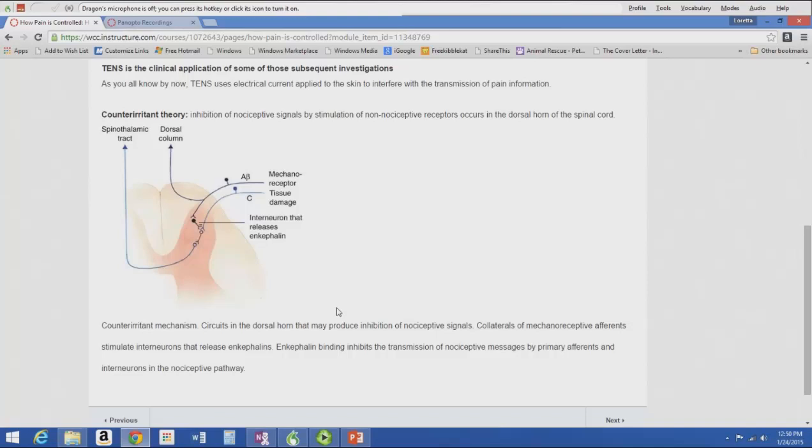So the enkephalin binding inhibits the transmission of that nociceptive message, and it inhibits those messages from the tissue damage detectors, the C fibers, from going up the spinothalamic tract, so it never gets to the brain. You never get a chance to interpret that as pain. Okay, that's the counter-irritant theory. That's the E-stim that we do.